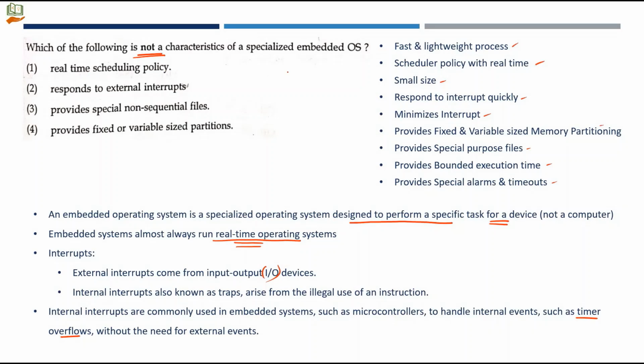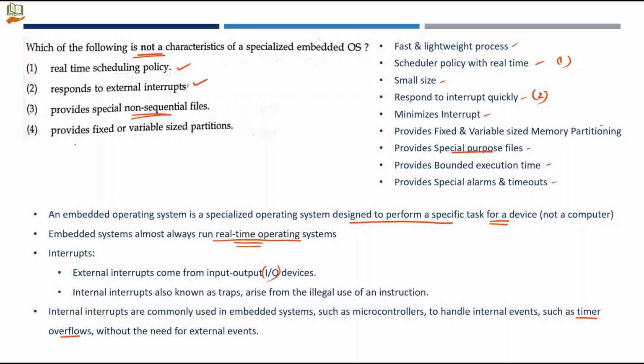Real-time scheduling policy is here. So we have this characteristic: response to external interrupts. So they say it responds to interrupts quickly. We can take this to be statement 2. It provides special non-sequential files. It is actually special purpose files. You cannot say they are non-sequential and all. This term is not there. So we can mark the second one also.